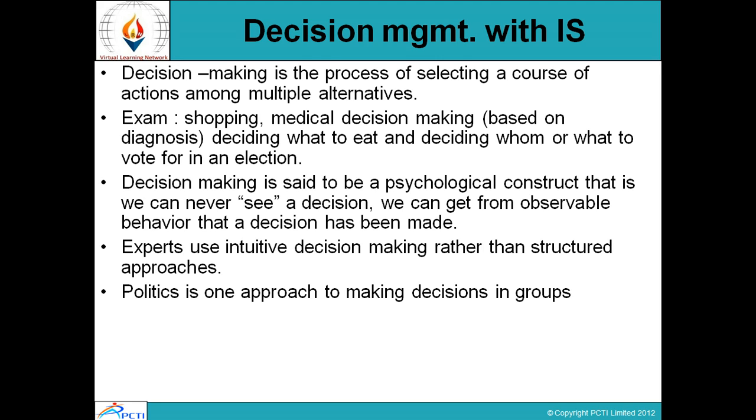Then that situation basically requires the decision making process. For example, exams, shopping, medical decision making which is based on the diagnosis, deciding what to eat, and deciding whom or what to vote for in an election. So decision making is said to be a psychological construct: we can never see a decision, we can only infer from observable features or behavior that a decision has been made.